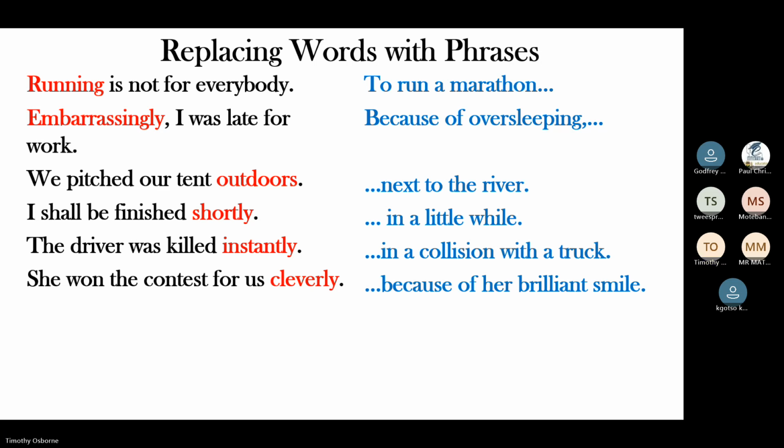And then here we've got, she won the contest for us cleverly. And there it changes to, she won the contest for us because of her brilliant smile. There we are. I hope that's perfectly straightforward. The one thing to remember is that a phrase can always be replaced with a single word in the sentence, but it will not necessarily retain the same meaning.